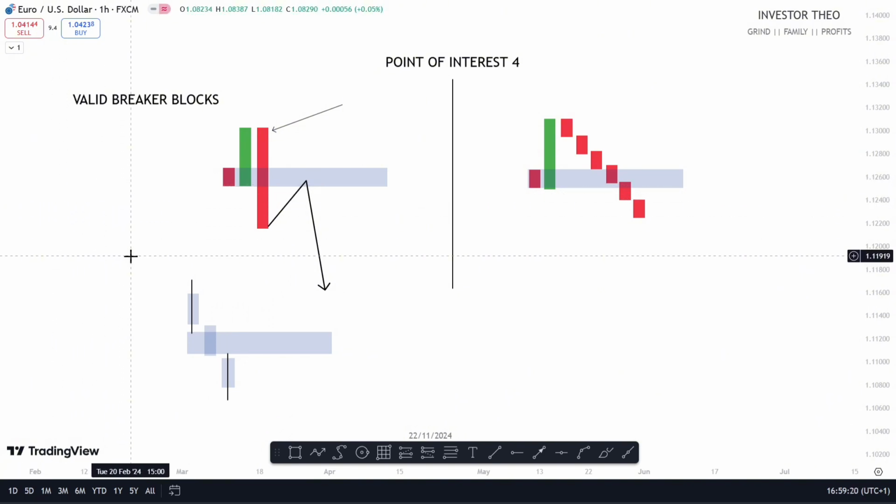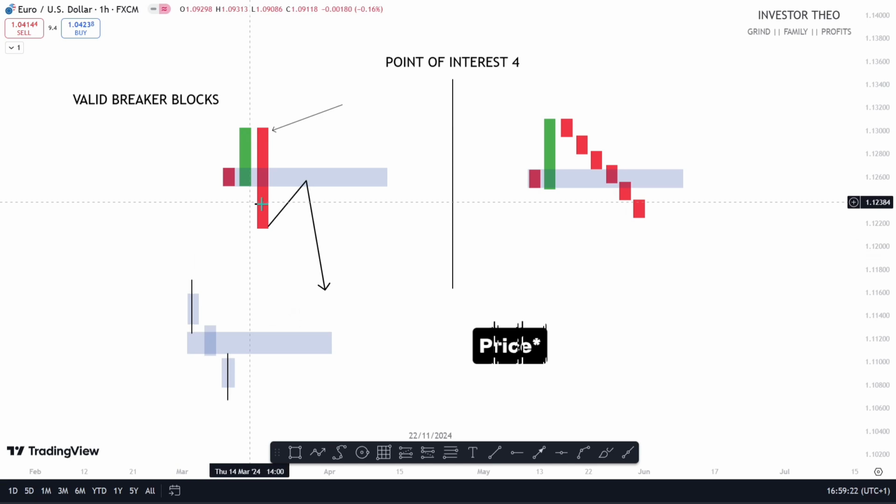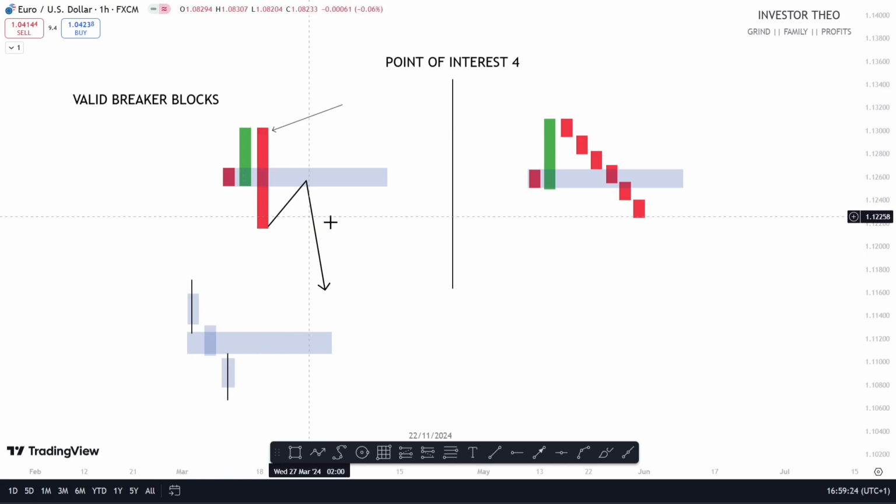What are invalidating zones? If the market clears a particular zone, you know that the trade is no longer valid. So that's what we call an invalidating zone. It's a zone where, once the market goes beneath it, there's no need of holding this position again, because it means the position is no longer valid.